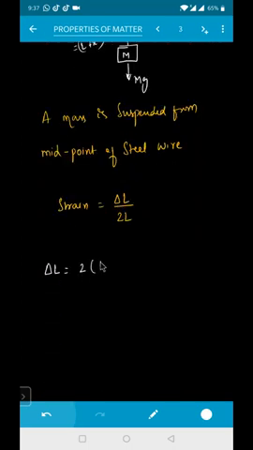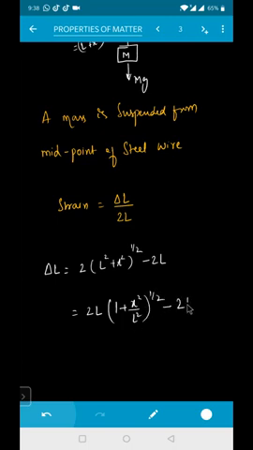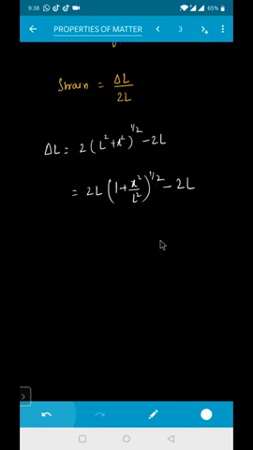So delta L will be equal to 2 into L square plus X square to the power of 1 by 2, minus 2 into L. This is binomial expansion. So what I can do right now for this one is divide by L square. So this will become 1 plus X square by L square to the power of 1 by 2, minus 2L. I'm using the binomial expansion.